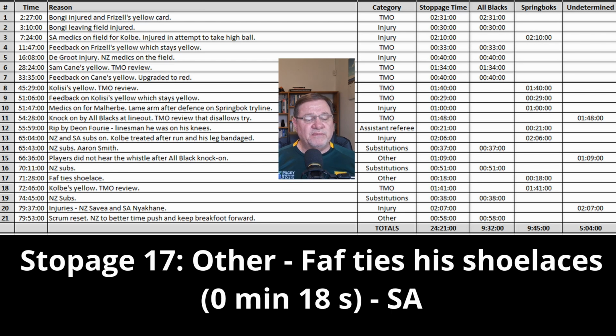In the 1 minute and 28 seconds, Faf was going down at the line-out, tying his shoelaces. I could not allocate that to a specific category, so I allocated it to other reasons, and the total stoppage time was 18 seconds, and I allocated that 18 second stoppage time to the Springboks, given that it is one of their players that caused the stoppage.